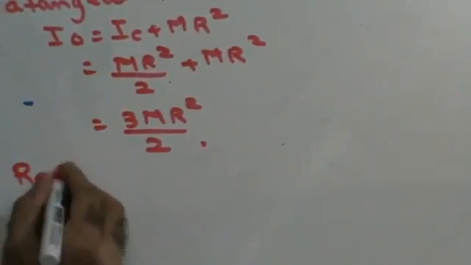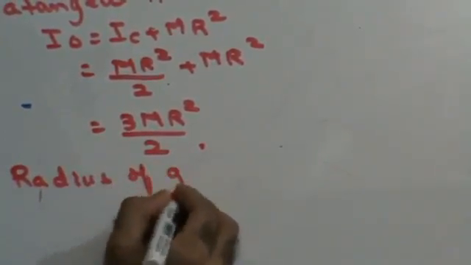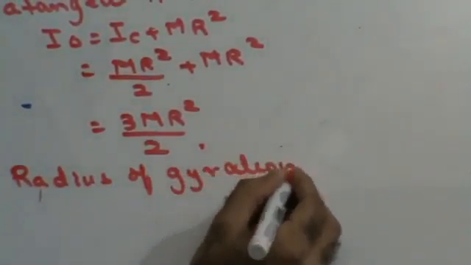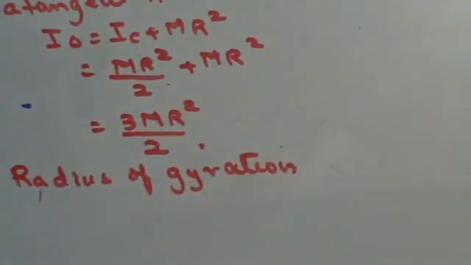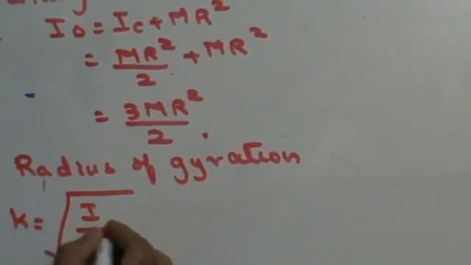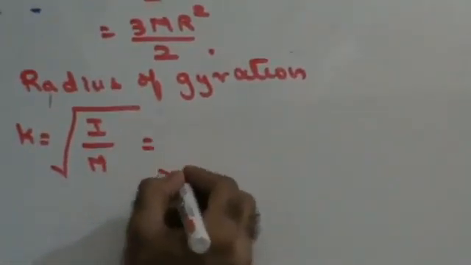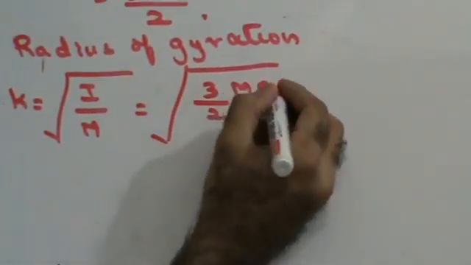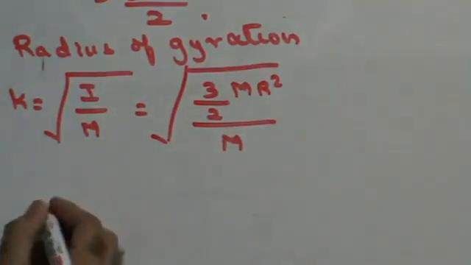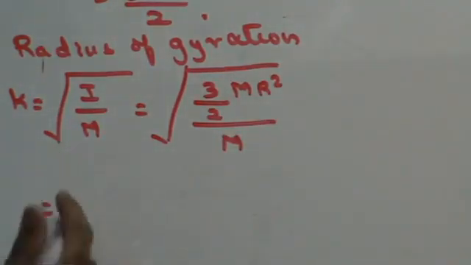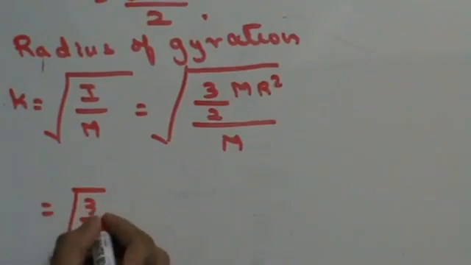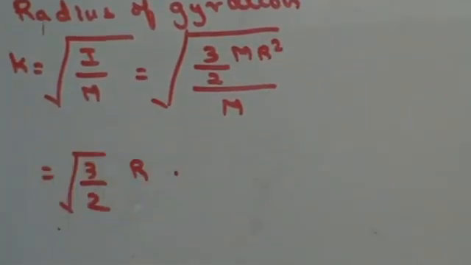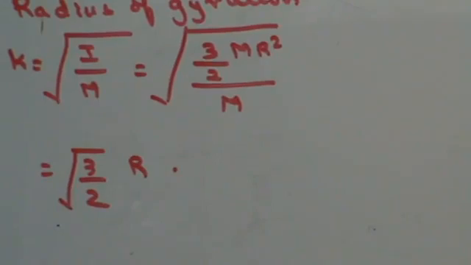Next, let's find out the radius of gyration. Radius of gyration K is given by the formula square root of I upon m. So this is going to be nothing but square root of 3 upon 2 mr square upon m. So this is going to be root 3 by 2 into r. That will be my radius of gyration. Right?